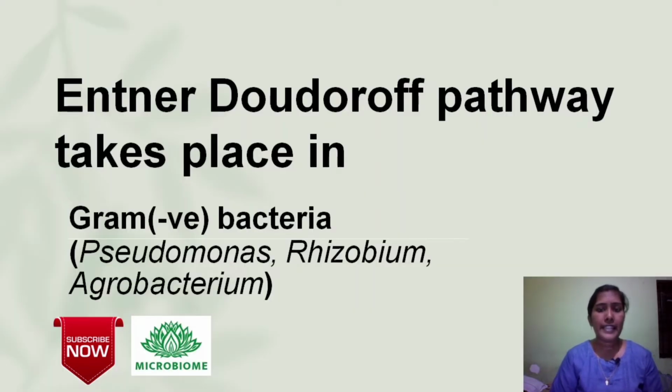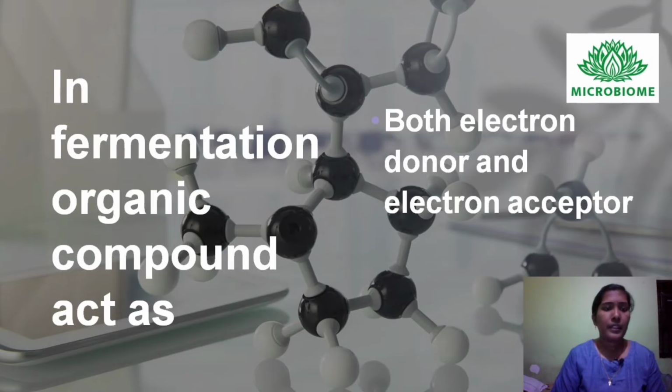And next, the ED pathway. It takes place in gram-negative bacteria such as Pseudomonas, Rhizobium and Agrobacterium. It's also a glucose catabolism process. It generates 1 ATP, 1 NADPH and 1 NADH. It is present only in prokaryotes, not in eukaryotes. It is found in both aerobic and anaerobic prokaryotes. In fermentation, the organic compound acts as both electron donor and electron acceptor.